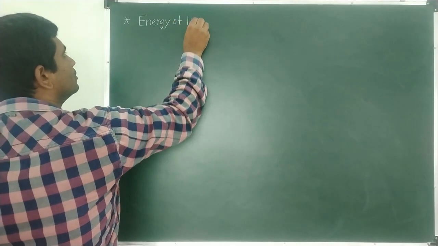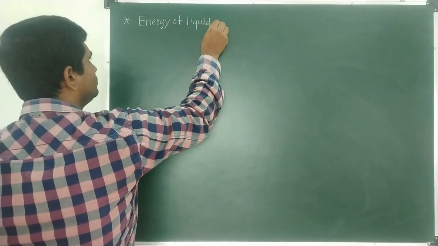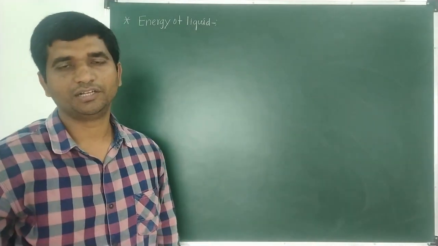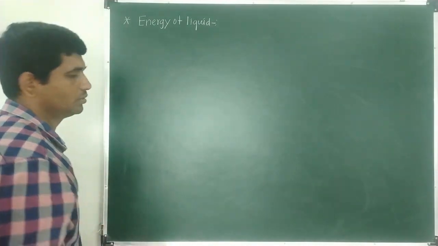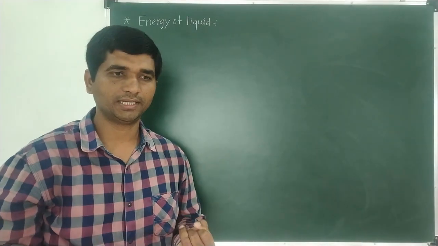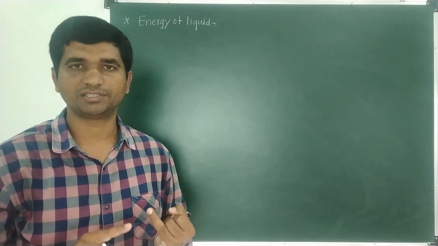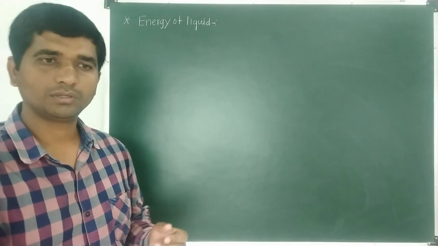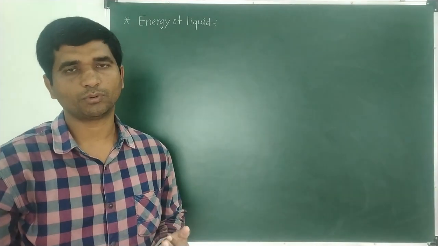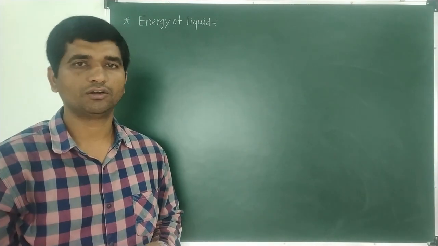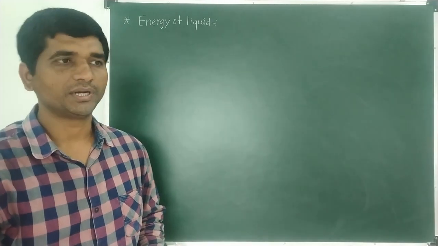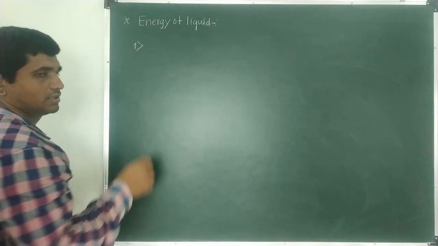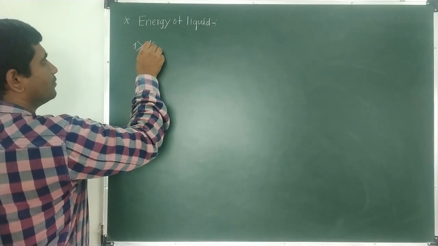Energy of liquids. In Newtonian mechanics, we have studied that there are different types of energies. There is mechanical energy, which consists of kinetic energy and potential energy. But in case of fluid, in addition to the kinetic energy and potential energy, we have another kind of energy also, that is called pressure energy. So we will start with the kinetic energy of the liquid.